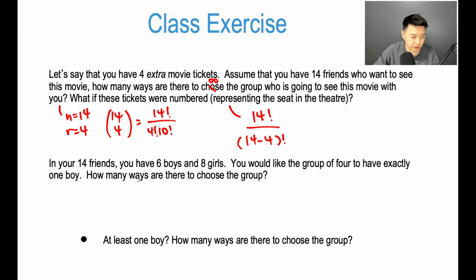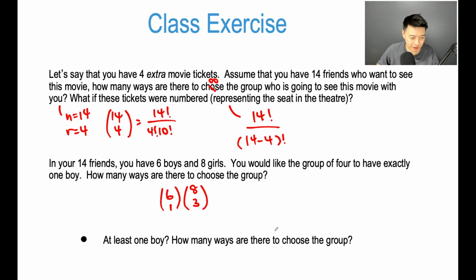Okay, of your 14 friends, you have 6 boys and 8 girls. You would like a group of 4 to have exactly 1 boy. Here we can break it into our product rule, step 1 and step 2. Step 1 would be choosing the boy, so 6 choose 1, and then that would leave 3 girls that I need to choose. So times, because this is "and", 8 choose 3 girls.